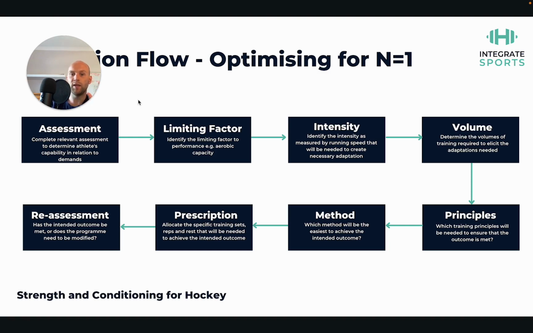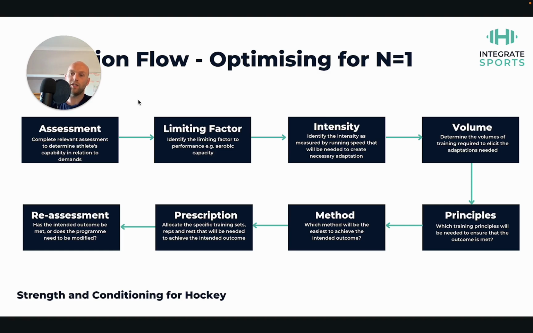So this could be a classic case of a speed profile. In which case, we then need to work out what is the intensity, as measured by running speed, that we need to be running at in these conditioning sessions in order to create the necessary adaptation. The adaptation we want is improved maximum aerobic speed score, and the limiting factor is maximum aerobic speed, not maximal sprint speed overall. The intensity in order to improve on maximum aerobic speed is speed above maximum aerobic speed. So we know we have to be working above 100% of maximum aerobic speed.